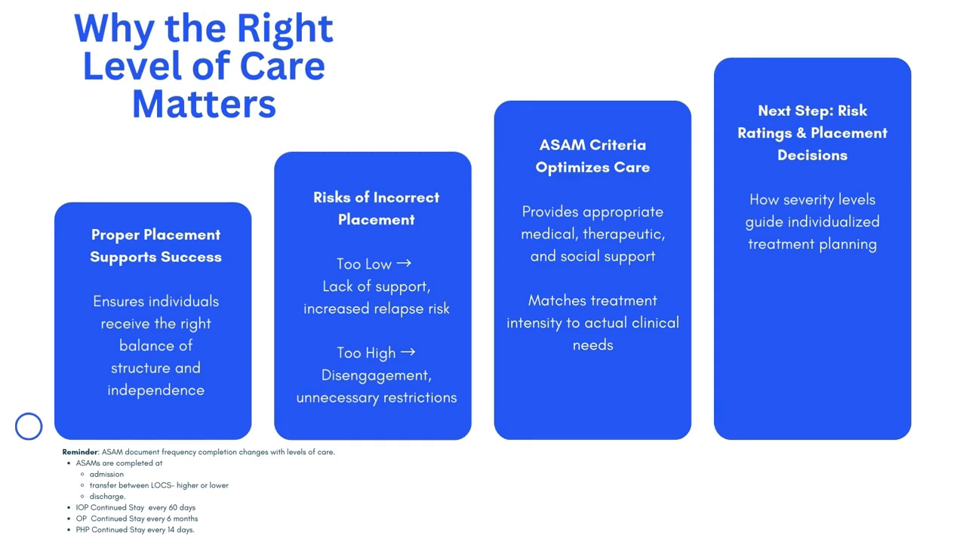So matching a person with the correct level of care is crucial in their success in treatment. If a person is placed too low, they may not receive the structure and support that they need to stay sober. If they're placed too high, they may disengage from treatment or struggle with unnecessary restrictions. The ASAM criteria ensures that individuals receive just the right amount of support, medical care, and therapy to maximize their chances of success. So now that we've covered the different levels of care, let's take a closer look at how risk ratings and placement decisions work together to determine the best treatment path for each individual.